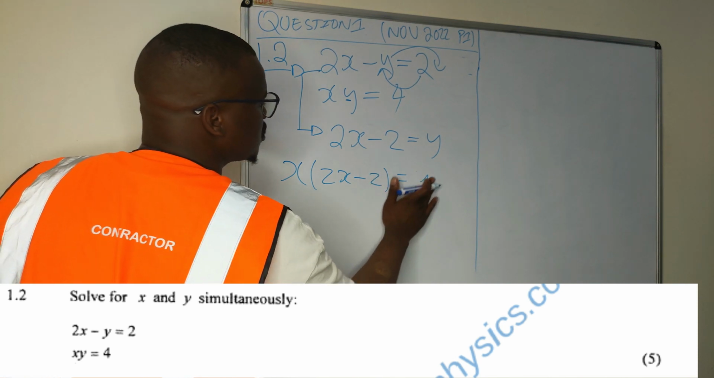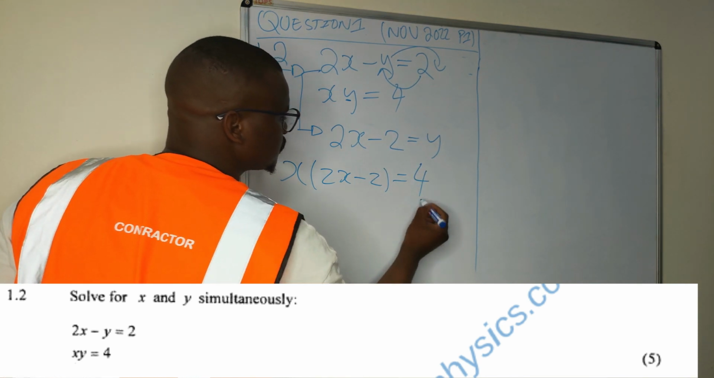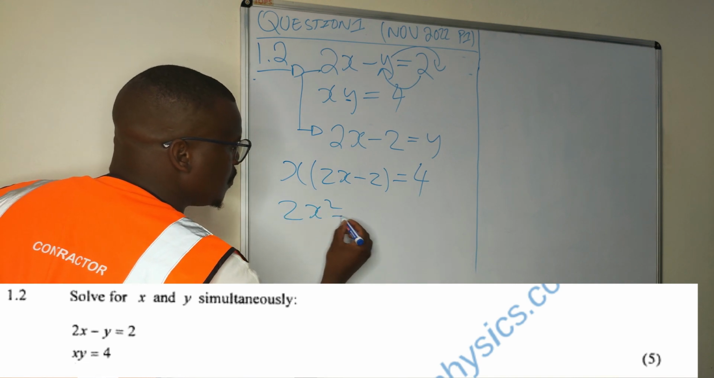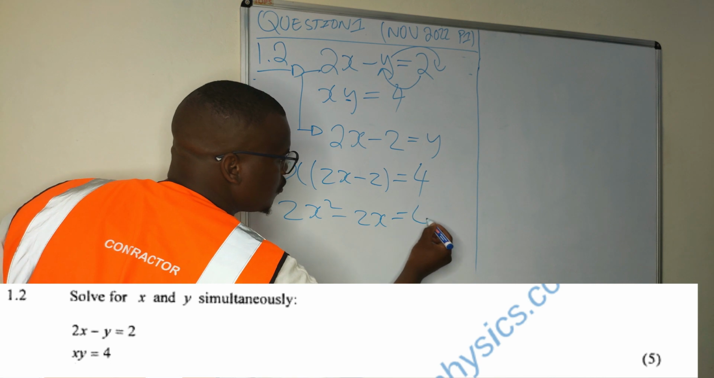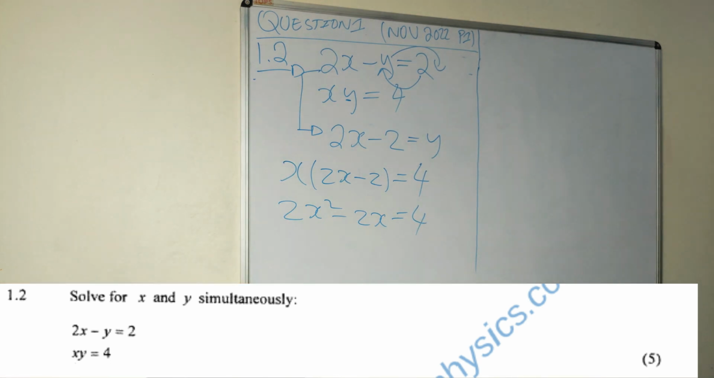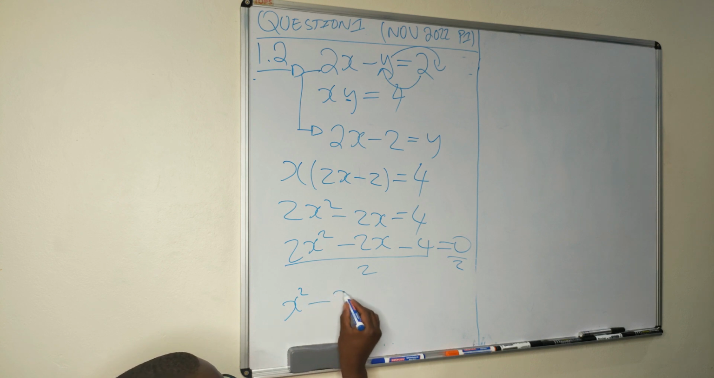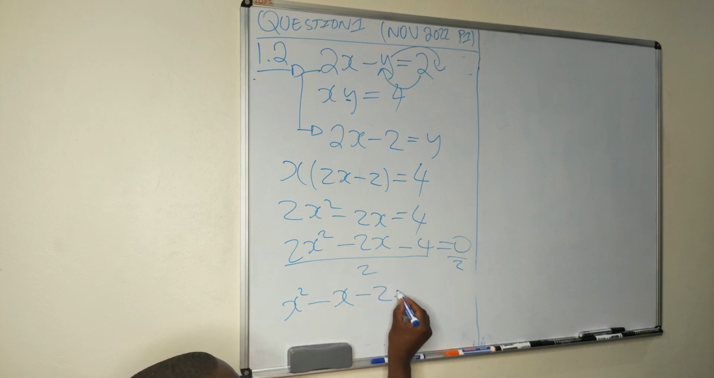So I have x times (2x minus 2) is equal to, sorry, it's equal to 4. It's equal to 4. What do I have? I have 2x squared minus 2x is equal to 4, right? I have 2x squared minus 2x minus 4 is equal to 0. I transpose the 4 to this side, so I can divide by 2. Divide by 2. What do I have? I have x squared minus x minus 2 is equal to 0.